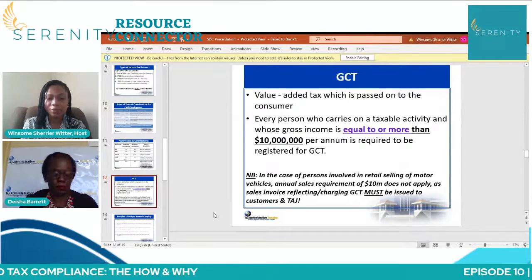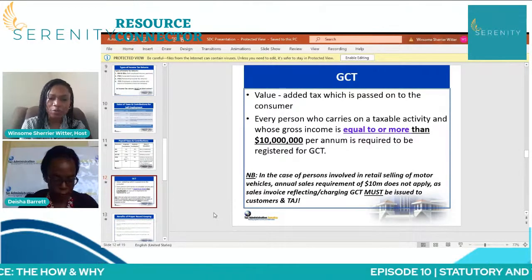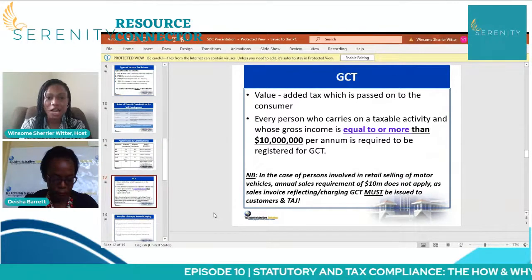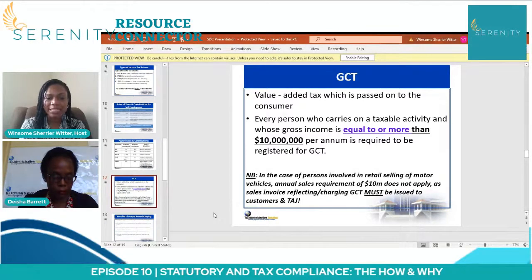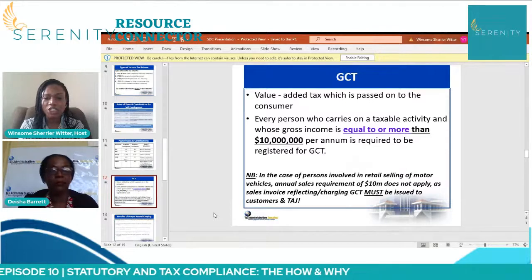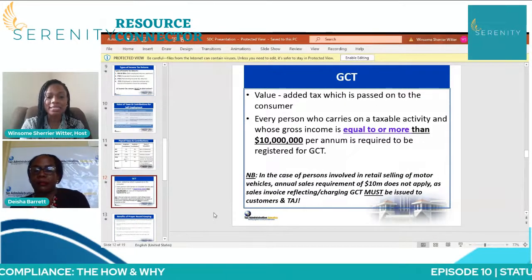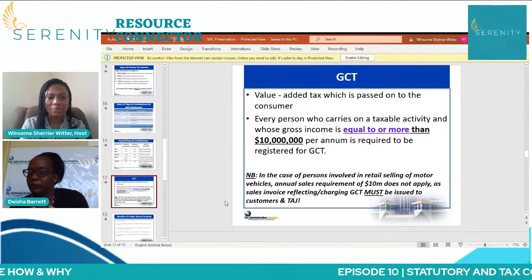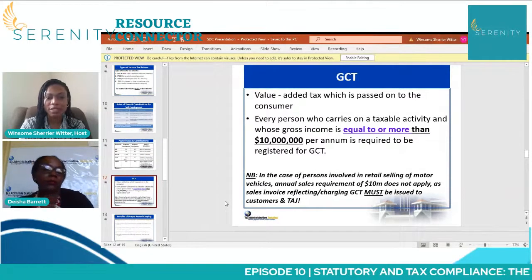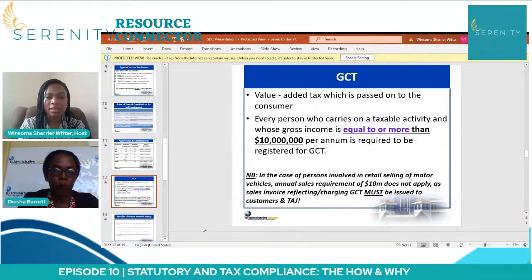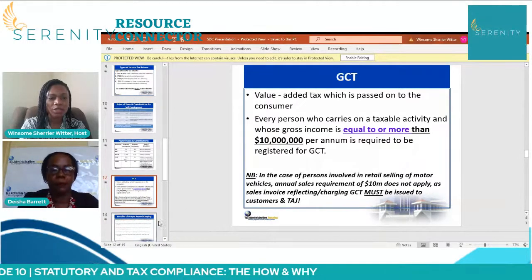And in the case of persons involved in retail selling of motor vehicles, the annual sales requirement of 10 million does not apply, as a sales invoice reflecting or charging GCT must be issued to customers and TAJ, that's the Tax Administration of Jamaica. Right? So those who are selling motor vehicles, this 10 million threshold does not apply.